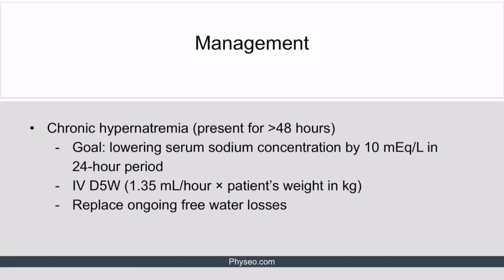When the hypernatremia is chronic, meaning that it is present for more than 48 hours, our goal will be lowering serum sodium concentration by 10 in a 24-hour period. This is achieved by administering intravenous 5% dextrose in water at a rate of 1.35 milliliters per hour times the patient's weight in kilograms, as well as replacing ongoing free water loss.